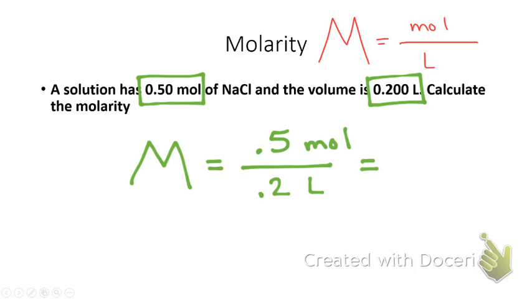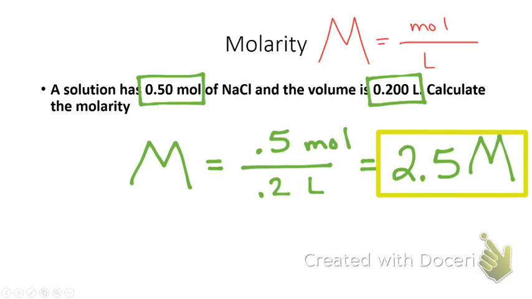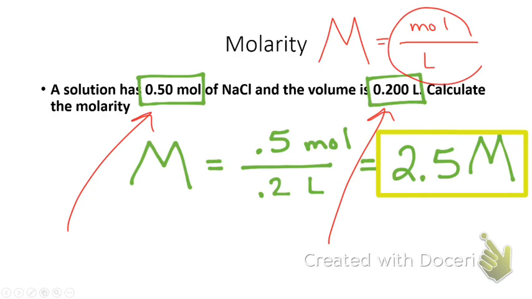Punch in your calculator 0.5 divided by 0.2. You should end up with 2.5 for your molarity. Notice how I'm also using that capital M as my unit there. That just means molarity. So 2.5 capital M should be your final answer for this problem. Again, it gave you moles, it gave you liters. Both of those can simply plug right into my equation.